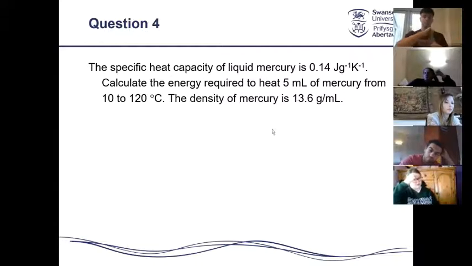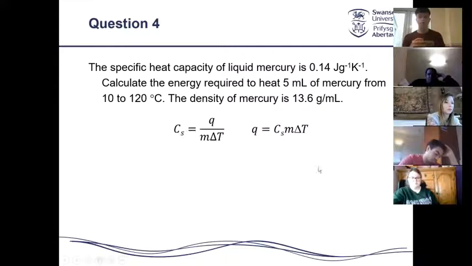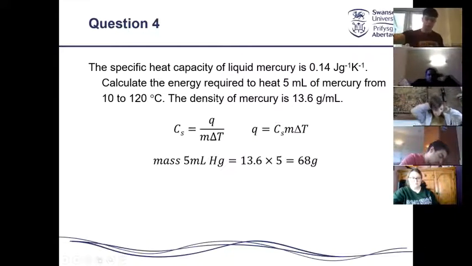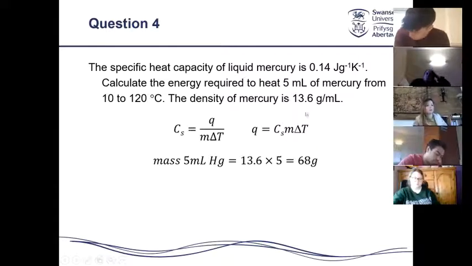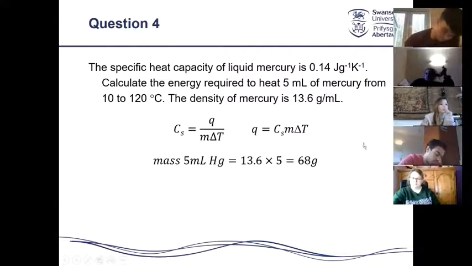So I think most of the answers are in, if not all of them. And I believe everyone similarly was able to rearrange this equation in the same way. And then if we have the density as 13.6 grams per mL, if you multiply that by a volume, which is also in mL, you will be left with the mass of that volume in grams. So the mass of 5 mL of mercury is equal to the density 13.6 multiplied by 5, so is 68 grams.